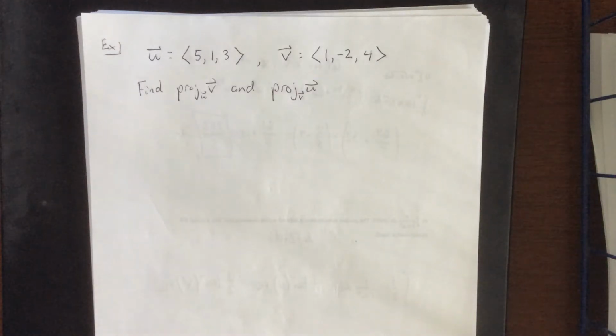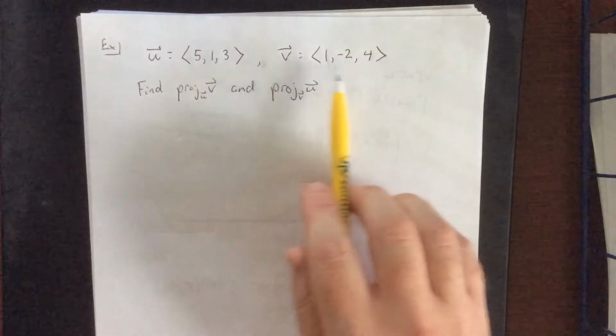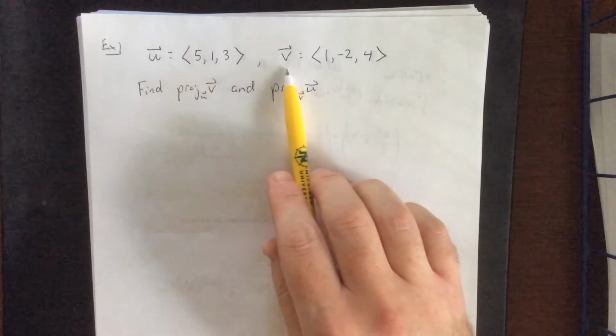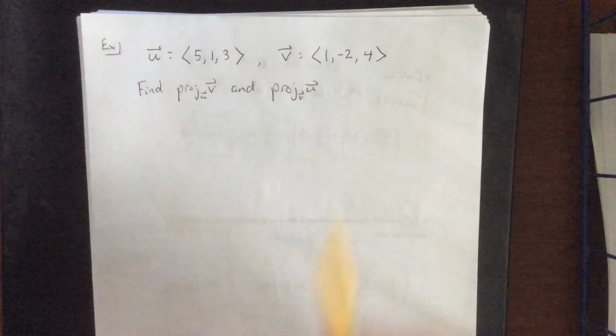In this example, we're going to be doing exactly what we said at the end of the last video. We're going to find a couple of vector projections. So here's a couple of vectors in R3. We've got the vector u, which is (5, 1, 3), and the vector v, which is (1, -2, 4).